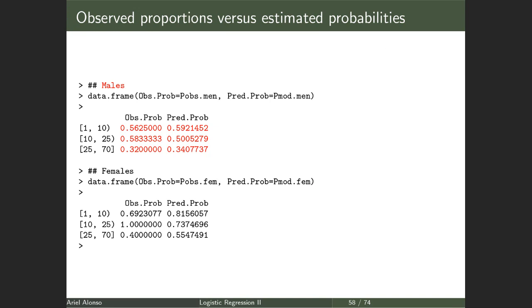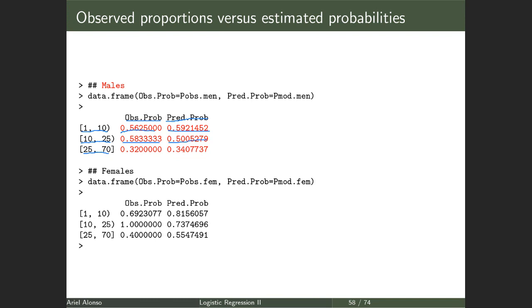This is between 1 and 10 years, between 10 and 25 years, and between 25 and 70 years. And these are the observed probability of survival for males. Over here, the reality, the observed one. And this is the one that the additive model predicts. And you can see that the model is predicting pretty well for 1 till 10. It is predicting not that bad between 10 and 25.